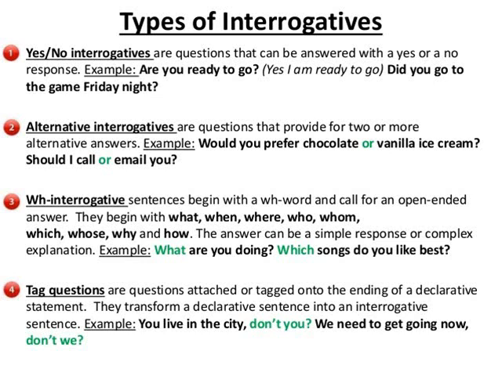The last type of interrogatives are called tag questions. Tag questions are questions written in 2 or 3 words and are attached to declarative statements. For example, you live in the city, don't you? These tag questions transform a declarative sentence into an interrogative sentence.